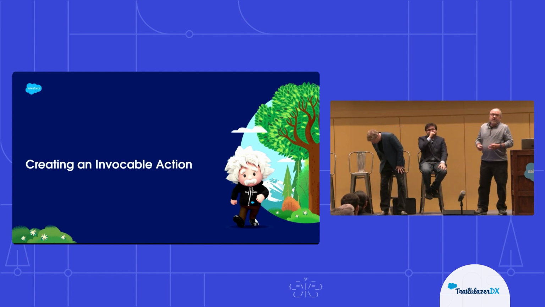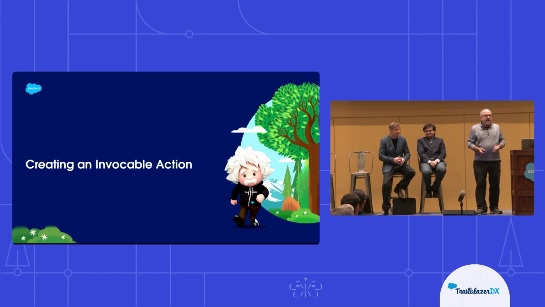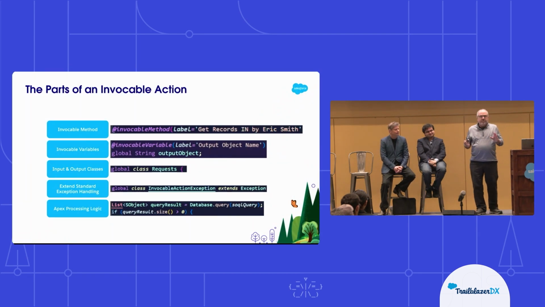So as we started out, invocable actions are really just Apex code, but there are a few things you need to put into this Apex code to turn it into an invocable action. The first thing is we annotate one of the methods in that Apex class with invocable method. By using that annotation, that's what exposes that Apex code to systems like the Flow Builder.